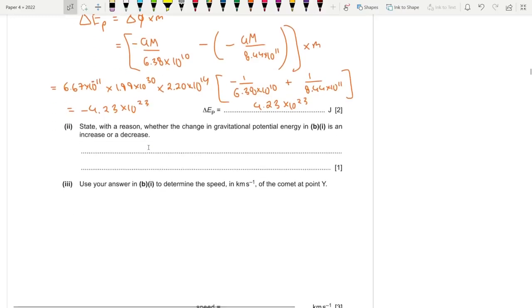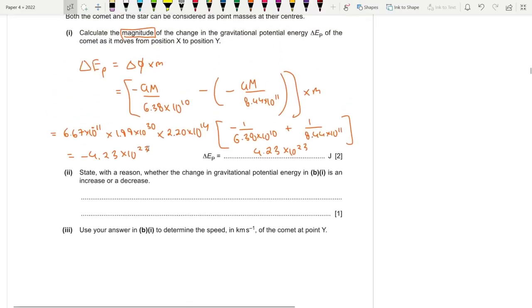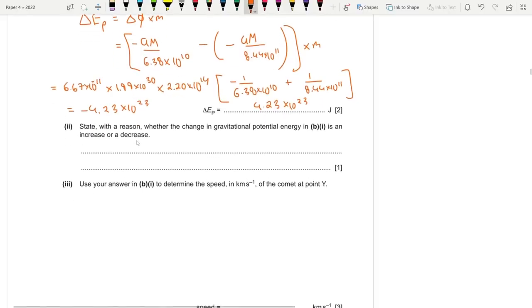State with the reason whether the change in gravitational potential energy is an increase or a decrease. Oh, here we go. So it's a decrease. Why? Mainly because gravitational force is an attractive force. So if two masses come together, GP decreases. So gravitational force is attractive.